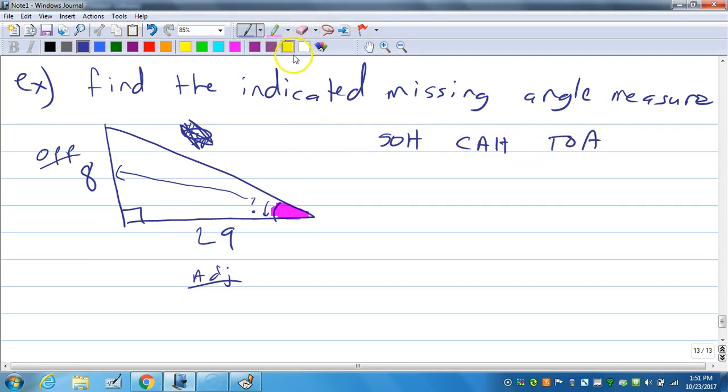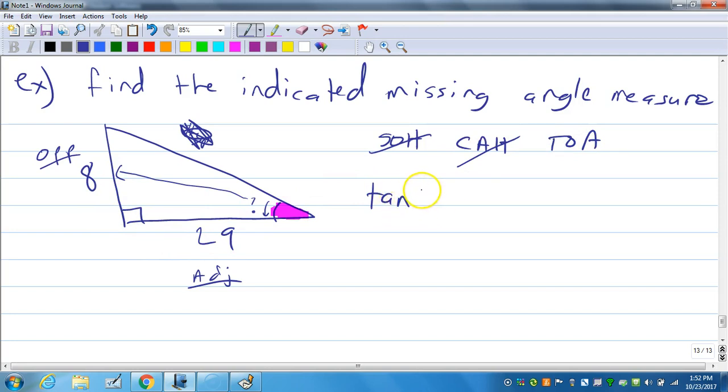Which one has an O for opposite and an A for adjacent? This has an O but an H. I'm not using the H, so this is wrong. This has an A. Look, I have an A, alright. But this has an H for cos. I don't need the H. I need the O and the A only. So for this question, I have to use tan. Right, the tan. That's how you figure out which one you use. I'm going to use tangent because I only have the O and the A in this question.